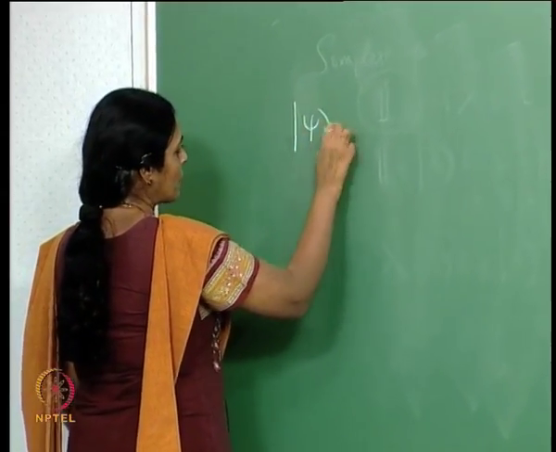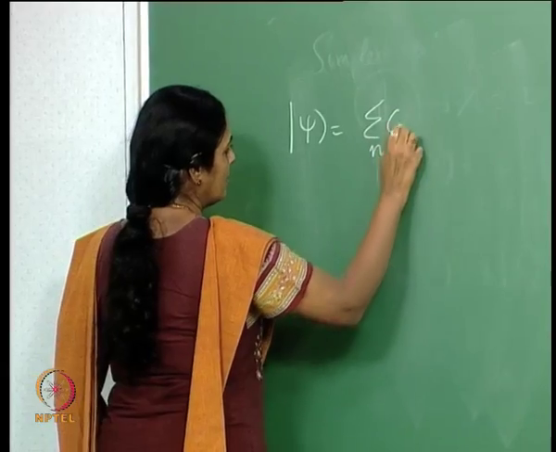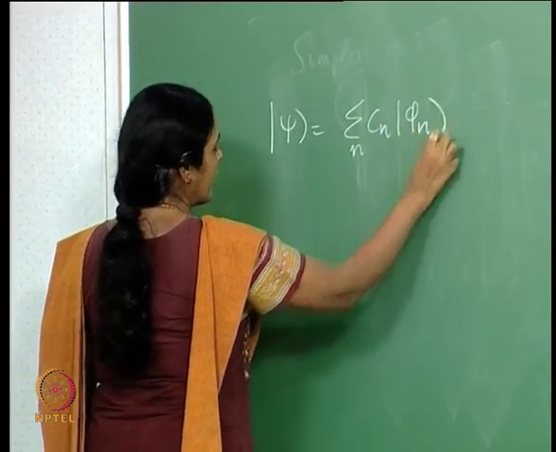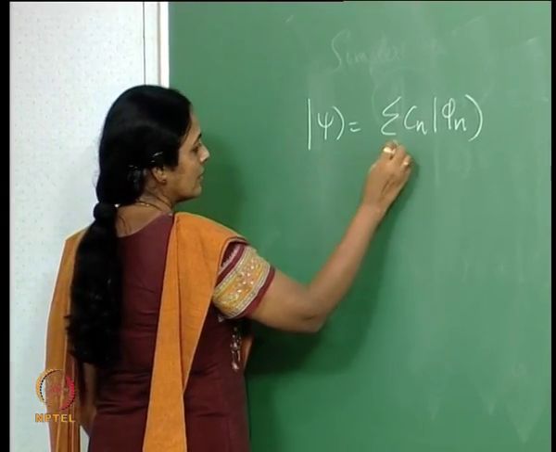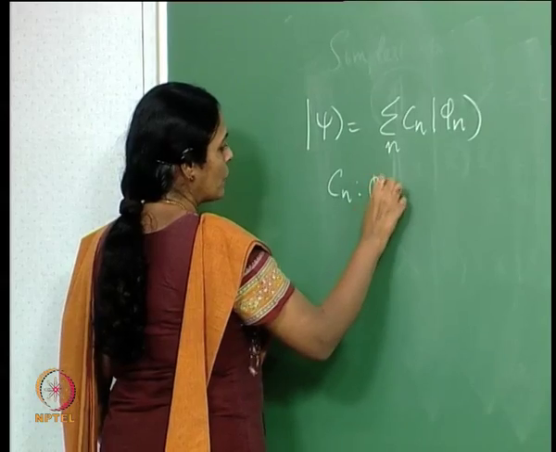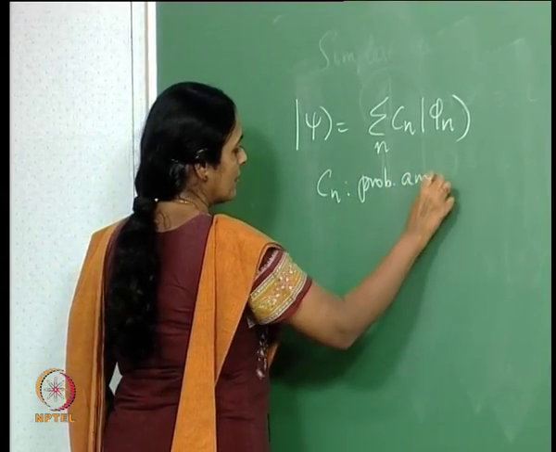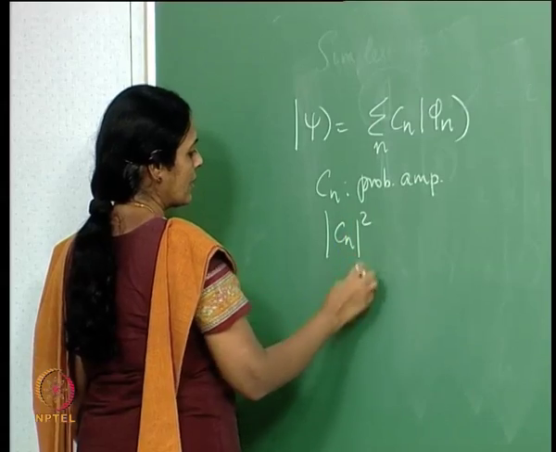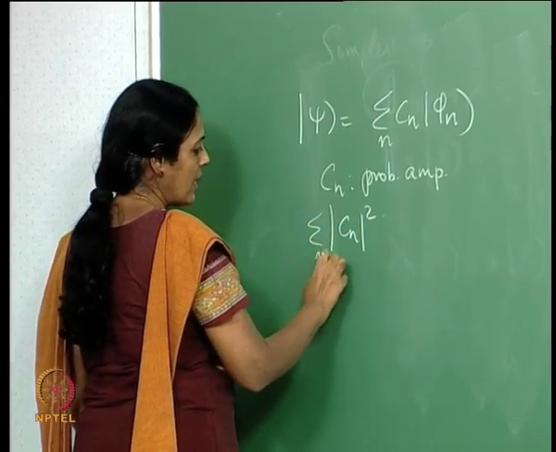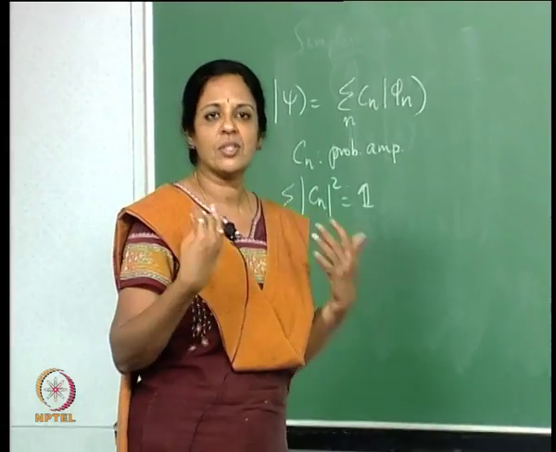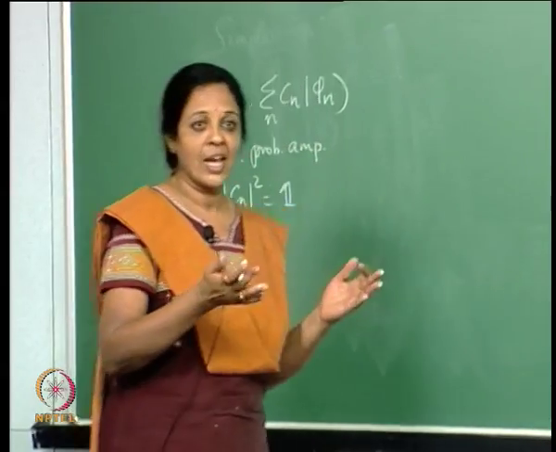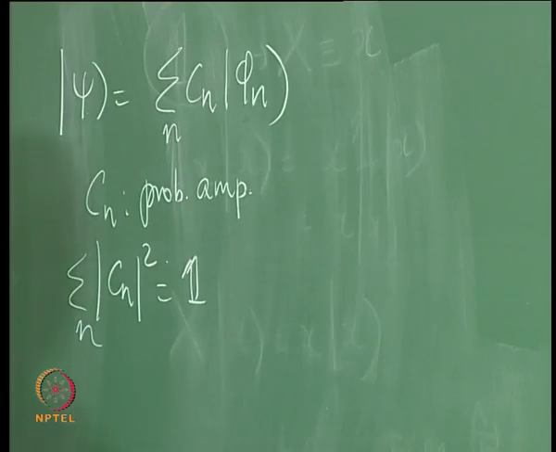recall that in the abstract notation where we expanded psi in terms of the basis states phi n, the Cn's were the probability amplitudes, and mod Cn squared was the probability, and this summation was 1 to tell you that the total probability that that particular physical system represented by the state psi actually exists, and therefore the probability of its existence is 1. Remember, this is the number 1 and not the identity operator.